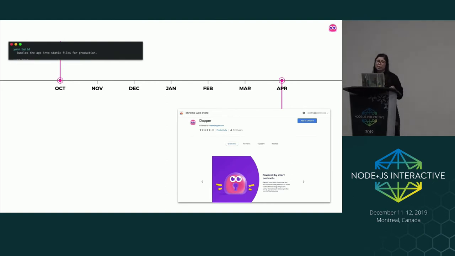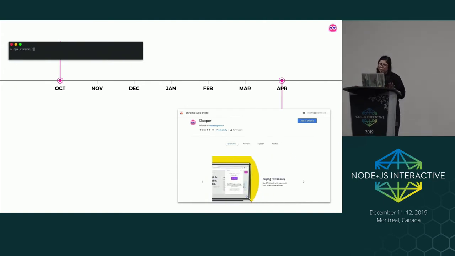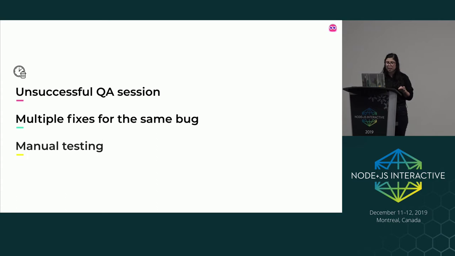I wish we could say that we started adding tests from the beginning, that everything was perfect. But it was not the case. At the beginning, it was chaos. And I mean, that's a lot of projects. We had a lot of time wasters. We had many unsuccessful QA sessions.